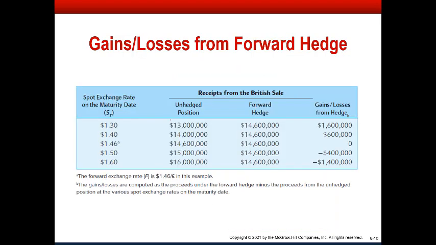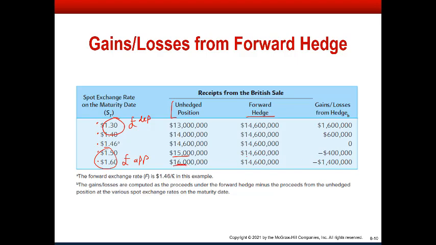Let's summarize possible outcomes here if we had an unhedged position versus a hedge at the $1.46 a pound. So we've shown several possible future values at the end of the 1 year period. Pound is cheaper over here. Pound is depreciated against the dollar down here. And then up here we've got pound appreciating.